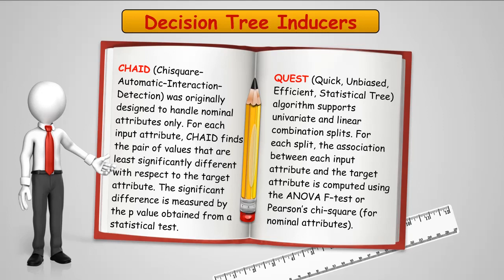QUEST also stands for quick, unbiased, efficient statistical tree. The algorithm supports univariate and linear combination splits, and for each split, the association between the input attribute and the target attribute is computed using ANOVA, or a Pearson's chi-square. Hopefully all of these tests are familiar to you because we've covered all this in the statistics portion of the class.